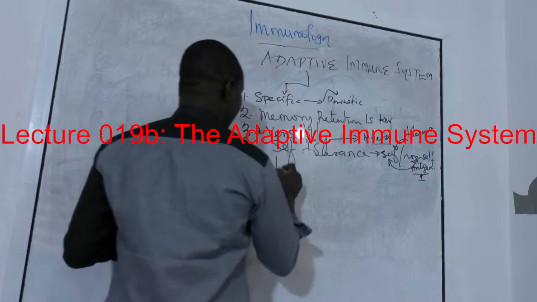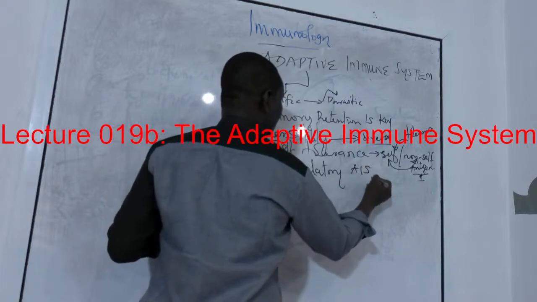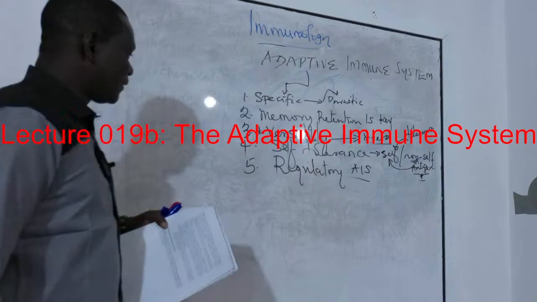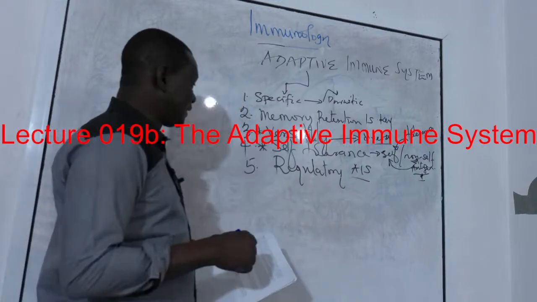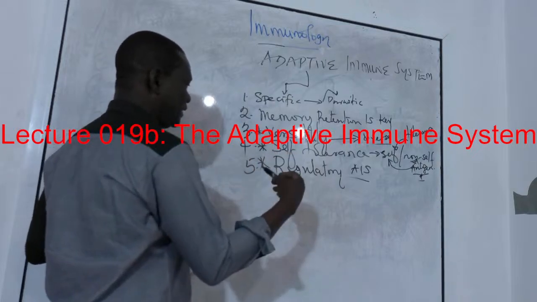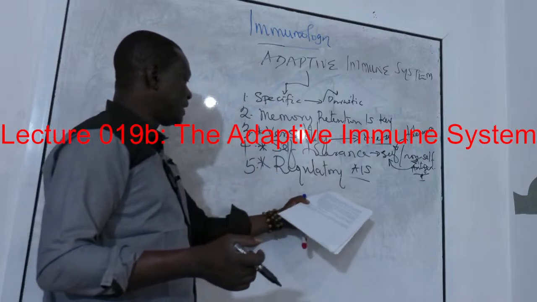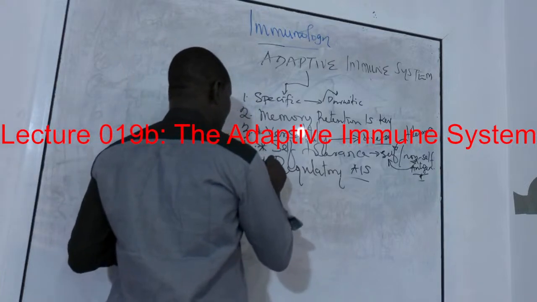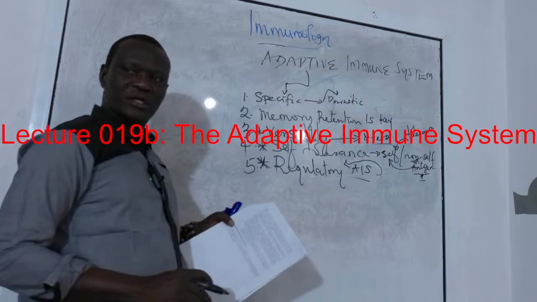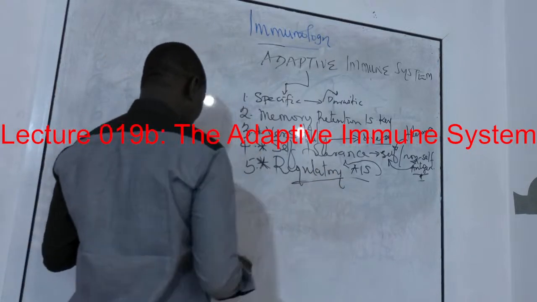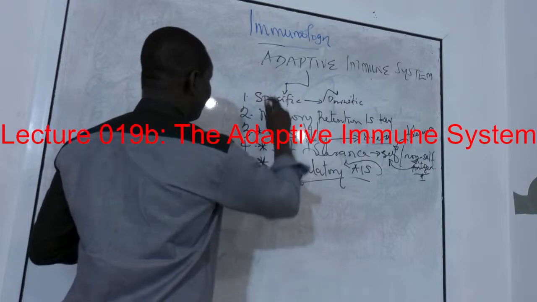Then the fifth one is the regulatory properties of the adaptive immune system. After some memory cells have been retained, after the intruders have been taken care of, and maybe different cells have been recruited to fight that kind of infection, the adaptive immune system must have the ability to bring the cells back into normalcy. That is part of the regulatory mechanism intrinsic in the adaptive immune system.